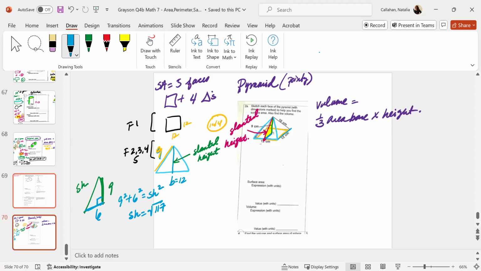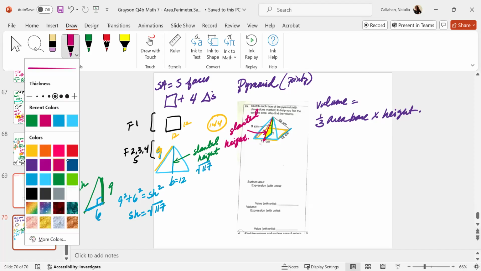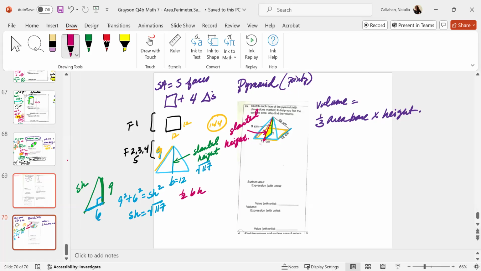Now, do I have a height for this triangle? Yes, it is the square root of 117, correct? To find the area of this triangle, because there's 4 of them for the pyramid, right? you have to have 1/2 base times height. So 1/2 base is what now? Slanted height is? Yeah, half of 12 is 6, so your answer is 6 square root of 117, correct? That is your area of the triangle.